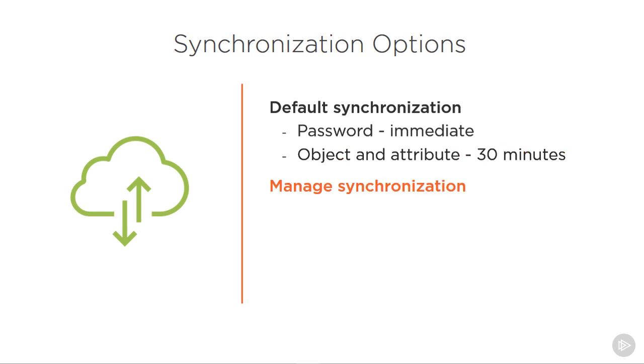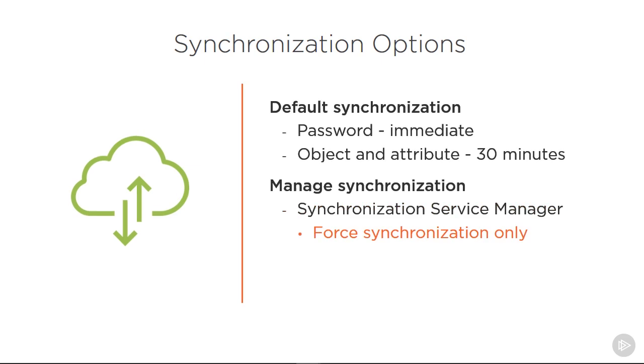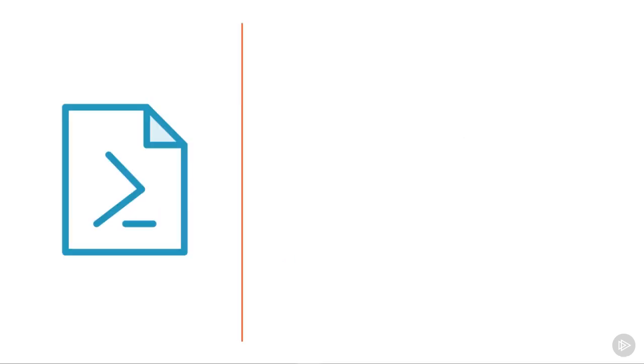I can manage synchronization a couple different ways. I can manage it through the Synchronization Service Manager. Now, when I say manage, really I'm limited in there because all I can do within the Synchronization Service Manager is force a synchronization. So if I just change multiple objects and I want to force a synchronization, I can do so through the Synchronization Service Manager. But if I want to modify any of my default sync settings, that can only be done via PowerShell. So we do have some control of the synchronization options, but the default settings can only be changed from PowerShell.